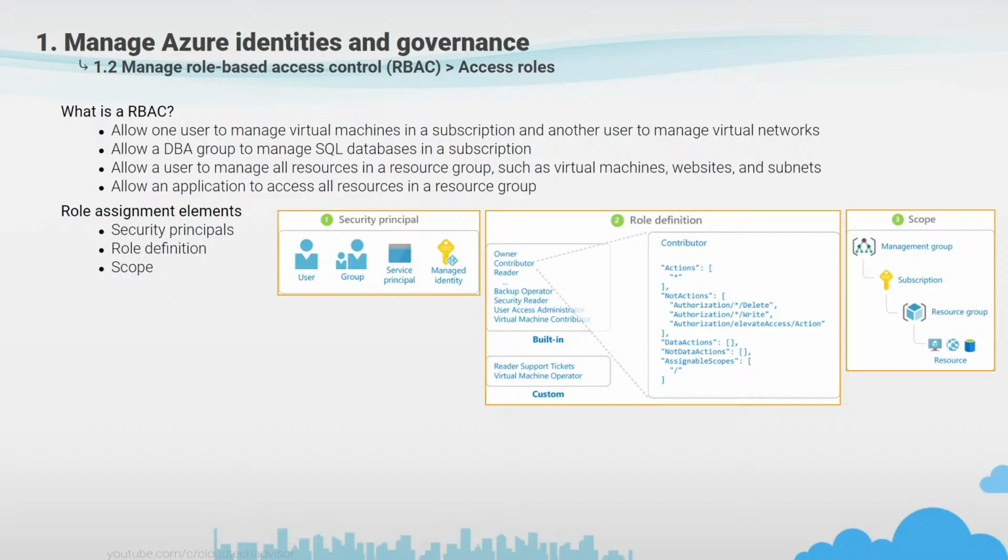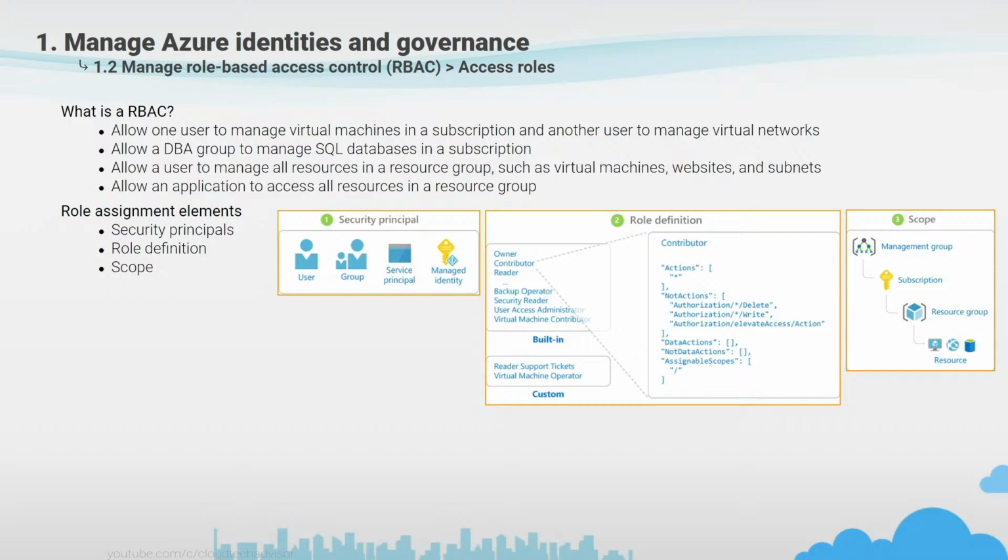Scope is the set of resources that the access applies to. When you assign a role, you can further limit the actions allowed by defining a scope. For example, when you grant access at a parent scope, those permissions are inherited by a child scope. And if you assign the owner role to a user at the management group scope, that user can manage everything in all subscriptions in that management group. If you assign the contribution role to an application at the resource group scope, it can manage resources of all types in that resource group, but no other resource groups in the subscription.